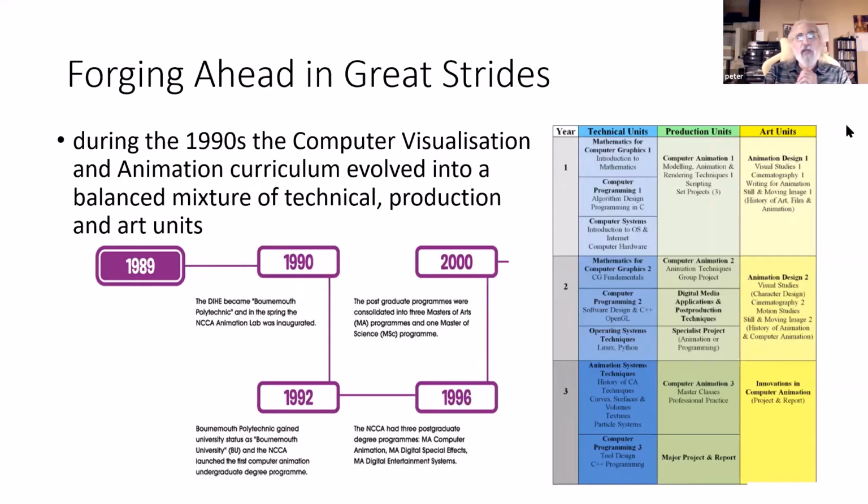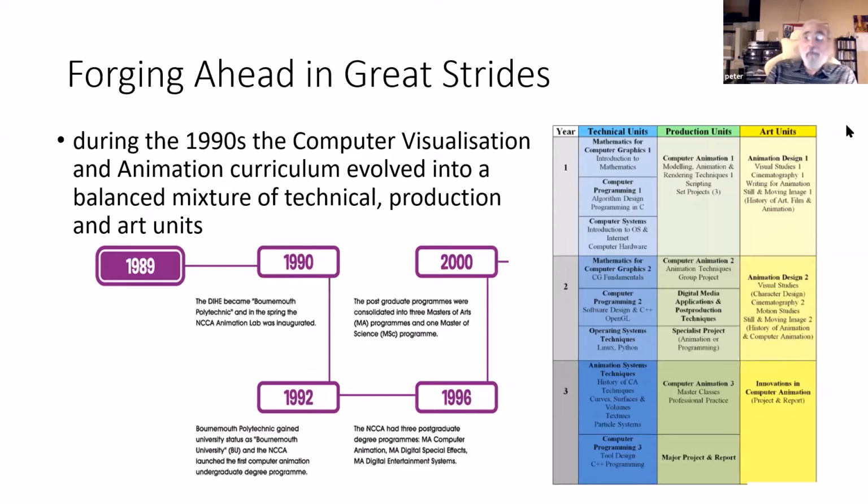We started recruiting people in 92, and I remember discussing the structure of the course and the input requirements with the Pro Vice Chancellor of Education of the university, and he said to me, there's no way you're going to get any students that have an A level in art and an A level in maths or programming. And I said, well, let's see.